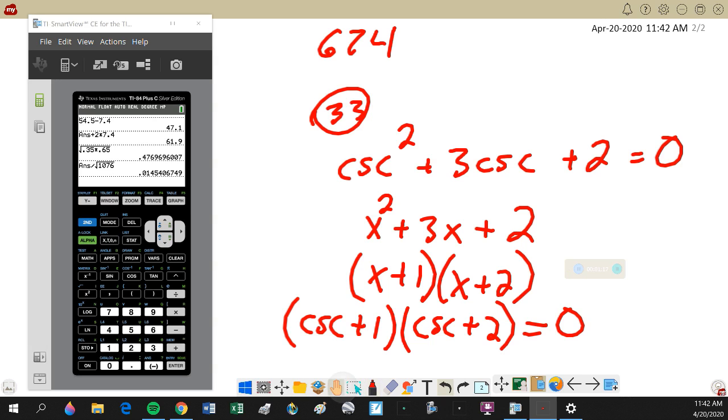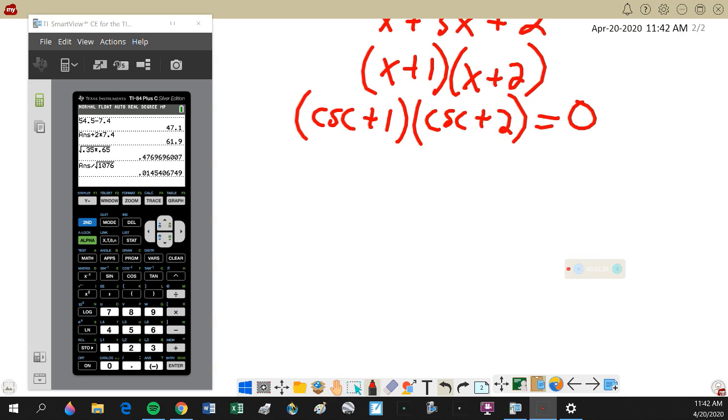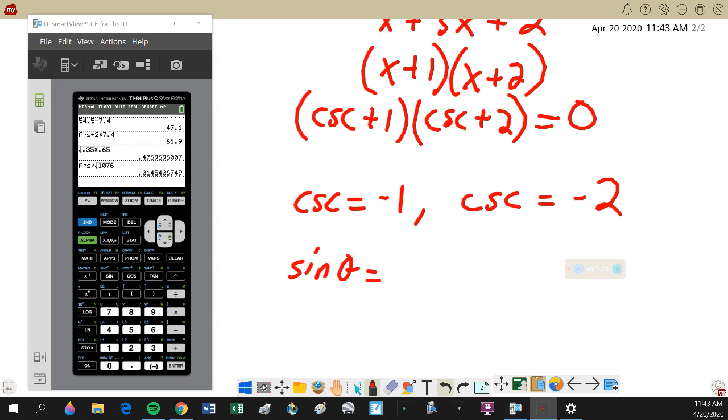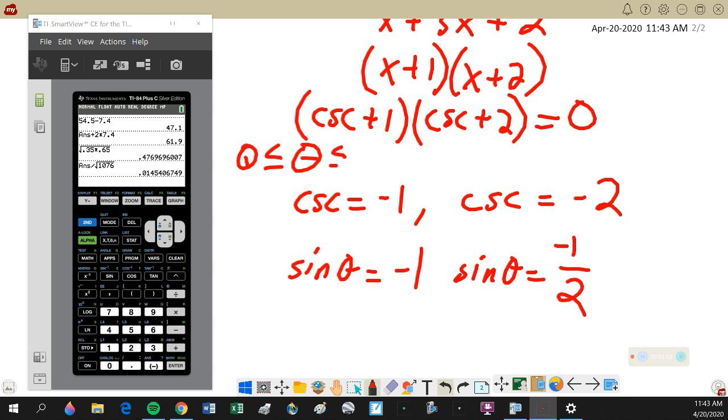So that means that the cosecant is equal to -1, or the cosecant is equal to -2. Now, I don't like cosecants, I prefer sines, so I'm going to flip them upside down. So the sine of theta is equal to -1, and the sine of theta is equal to -1/2. And we're looking on the domain from 0 to 2 pi.